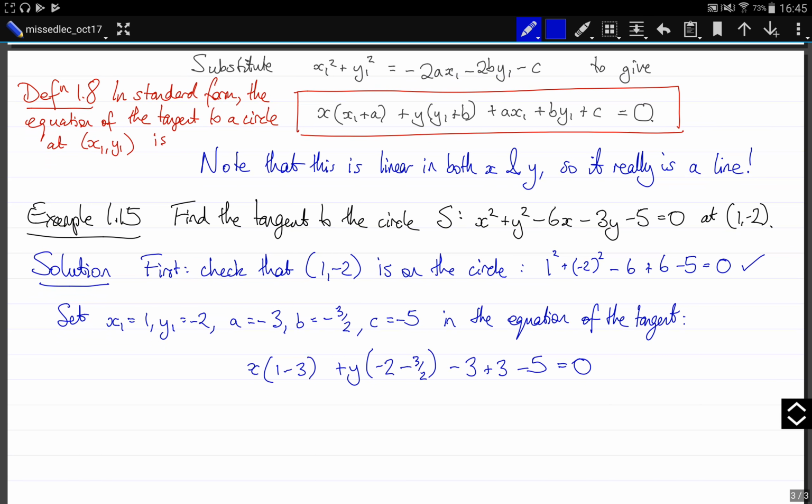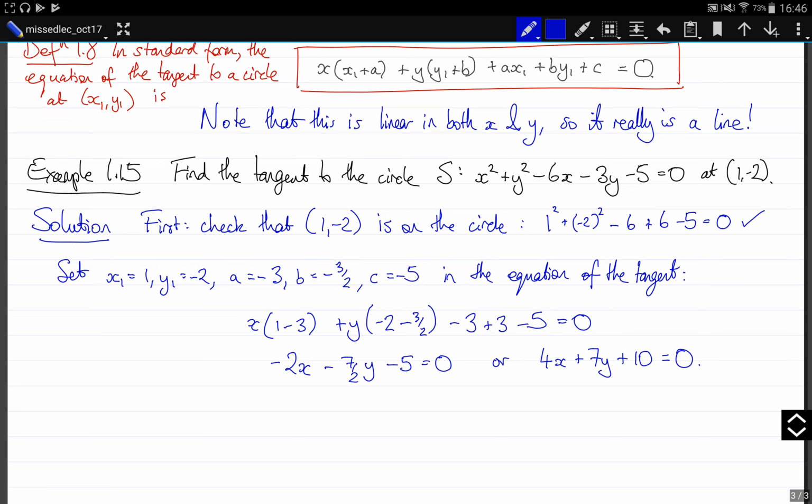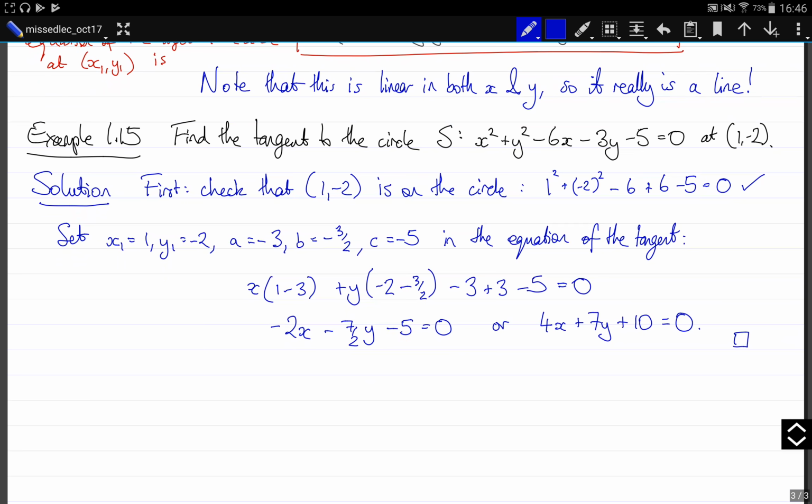So just simplify that. Minus 2x minus 7 over 2 y minus 5 equals 0, or multiply through by minus 2, it looks a bit prettier. And there we have a straight line equation, which is indeed the tangent. I just check for common factors, but 4, 7 and 10 are prime, so that's fine.